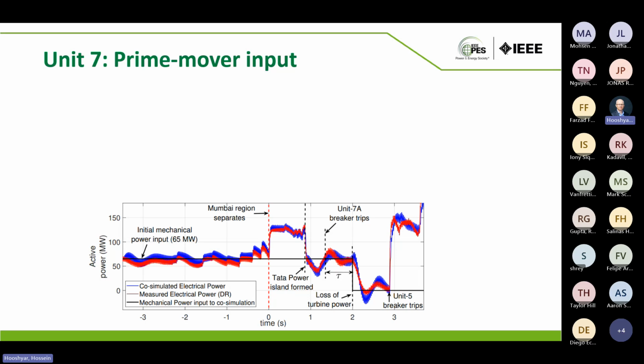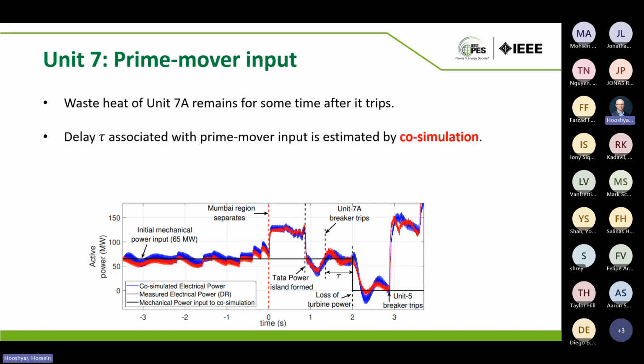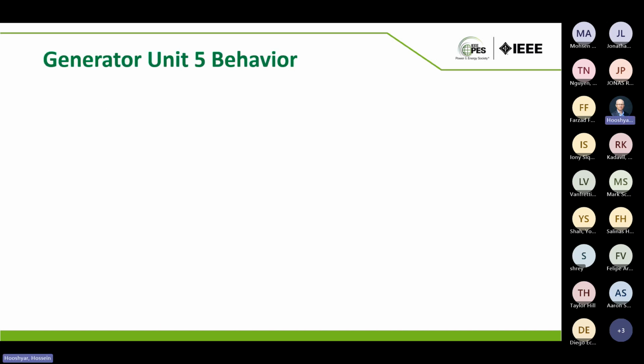You can see the red one is the measured active power, and the blue one is the active power waveform that we got in our co-simulation model. There is fairly good agreement, and we can say with confidence that we are able to set up the same operating condition as the system was facing. After this, we can carry out all the inferences about what could have been done to improve the islanding schemes and such things. So these are the same things that I told.